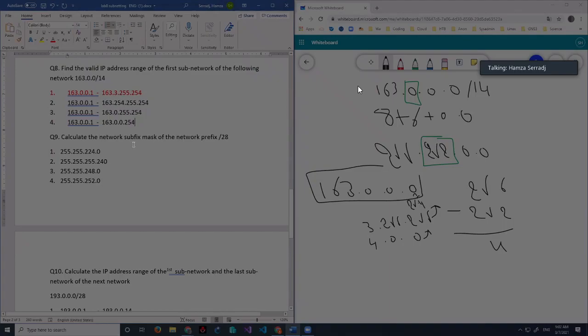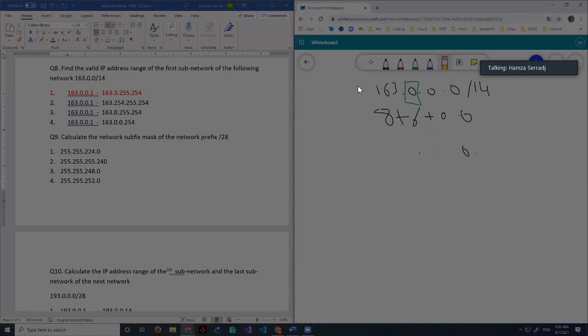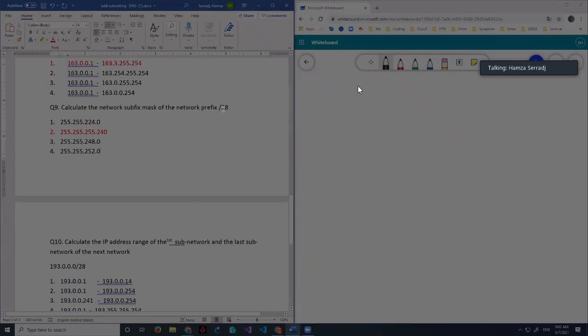Calculate the network subnet mask of /28. Easy, /28. We have 4 bits, right? /28, 4 bits, 240. 240 in which position? In the last one, of course. There you go. Here's my subnet mask. I'm adding 4 extra bits.